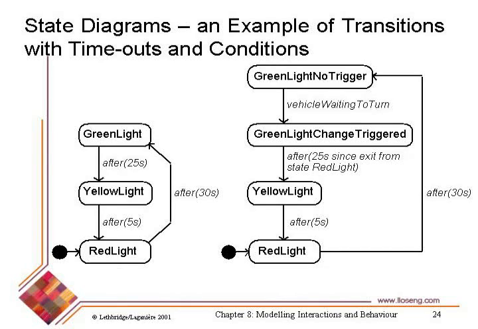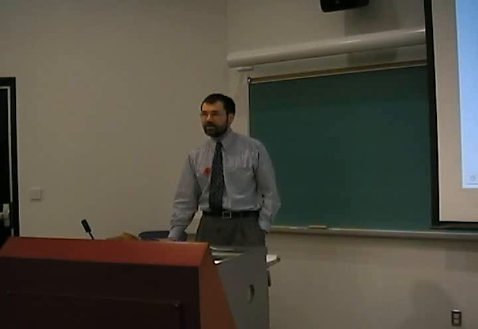Let's take a look at the one on the right. We've added a few details here. On the right, we again are modeling traffic lights, and we again go to the red light state. After 30 seconds, we again go to green light. But this says green light, no trigger. What this is, it's a special light that is designed to allow traffic to turn a corner. Normally speaking, we're going to stay in green light, no trigger until we get the event vehicle waiting to turn.